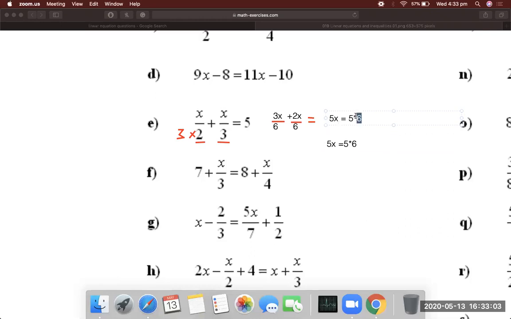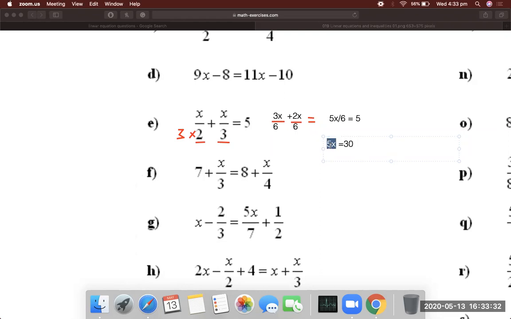So the mathematical way in which we got rid of the division by 6 was multiplying by 6 on the left-hand side, and they cancel each other out. Then we have to do the same thing on this side, right? So now we have 5 multiplied by 6, which is equal to 30. Now, how do we get rid of the 5 in front of the x?